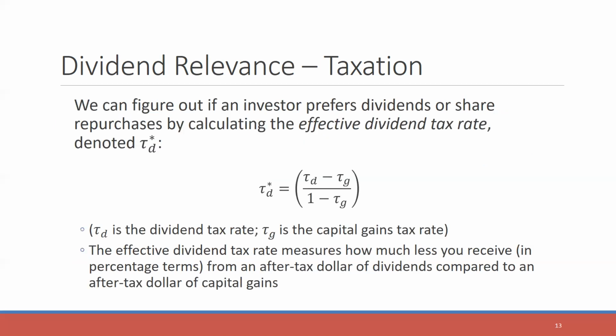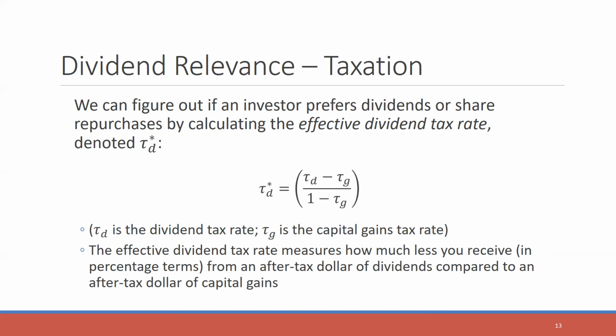So let's look more closely at this tax. We can figure out numerically if an investor prefers dividends or share repurchases by calculating the effective dividend tax rate, denoted as tau star D. So whenever we see that cursive T, we'll call it tau D, tau star D. So what is this equation? We've got the dividend tax rate minus the capital gains tax rate divided by 1 minus the capital gains tax rate. This is how we can solve for the effective dividend tax rate.